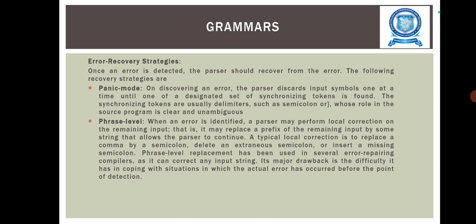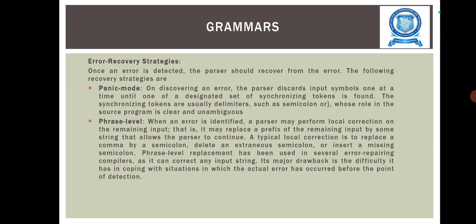On discovering an error, the parser discards input symbols one at a time until one of a designated set of synchronizing tokens is found. The synchronizing tokens are usually delimiters such as semicolon, whose role in the source program is clear and unambiguous. Phrase level.